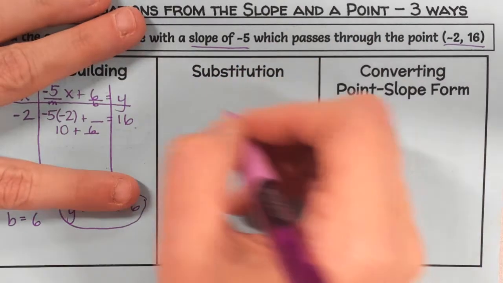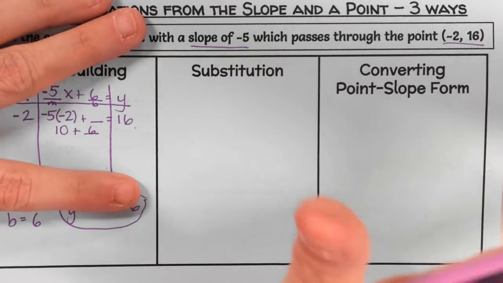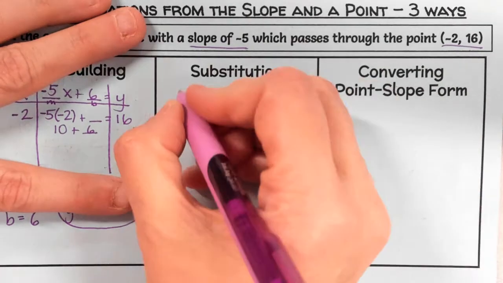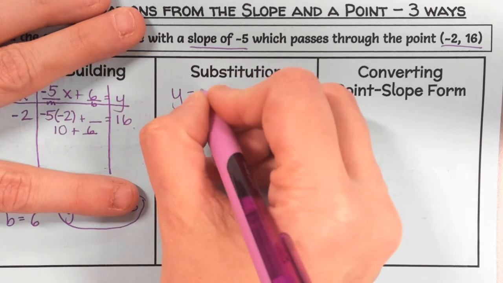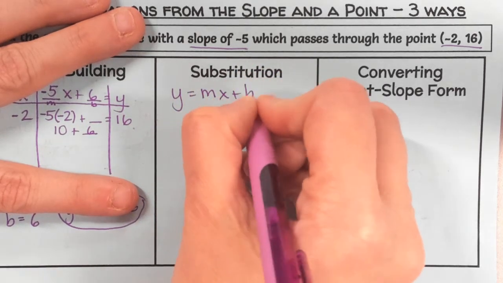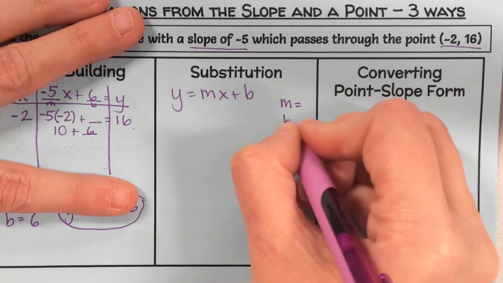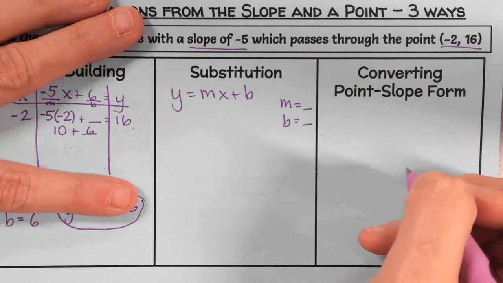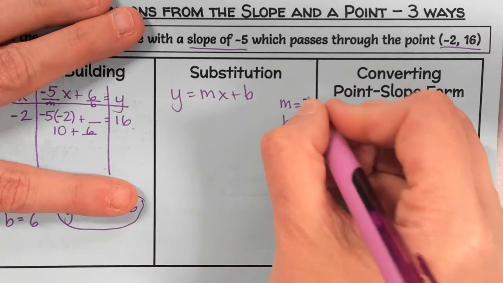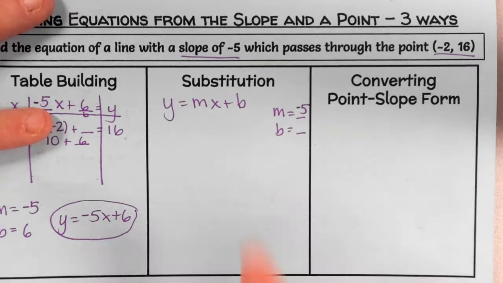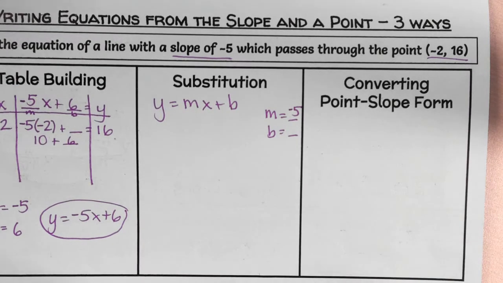So you're back on the first one. This method basically uses what we know about y equals mx plus b. I'm trying to get the equation into the form y equals mx plus b, so I need to substitute in m and b. They gave me m, which is negative 5, but they didn't give me b. What other information did they give me?